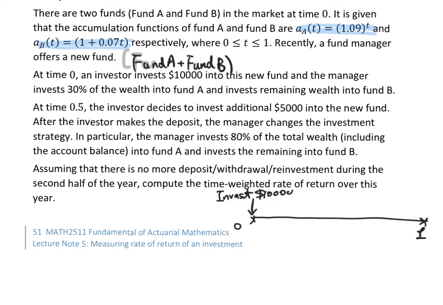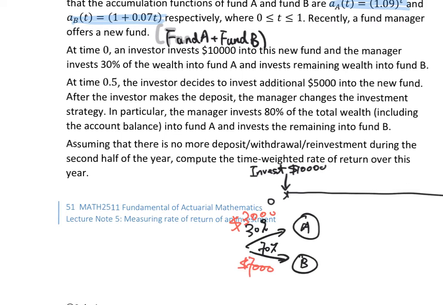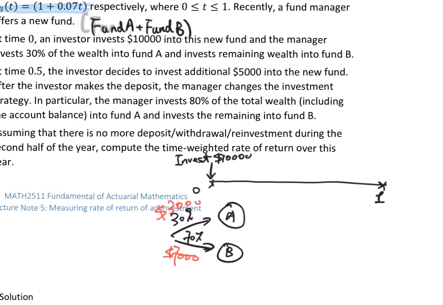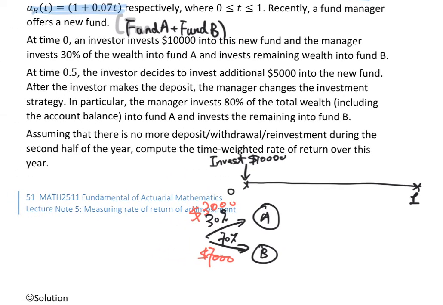Once the fund manager receives this money, he will invest 30% of the capital in fund A and 70% of the capital into fund B. So if he invests $10,000, you will have $3,000 going to fund A and $7,000 going to fund B. This is what happened at time 0. After this investment at time 0, we will wait until time 0.5.